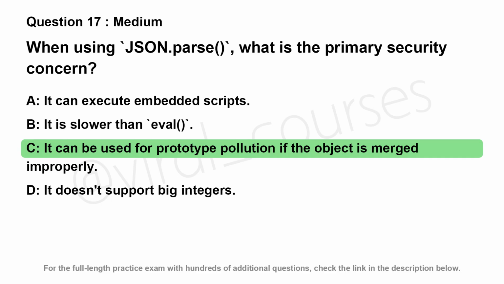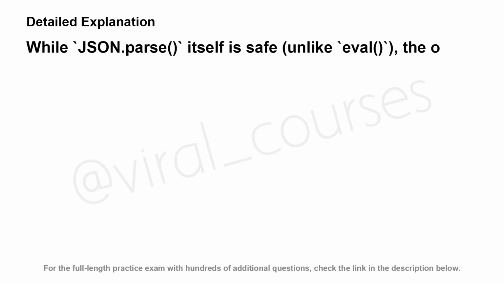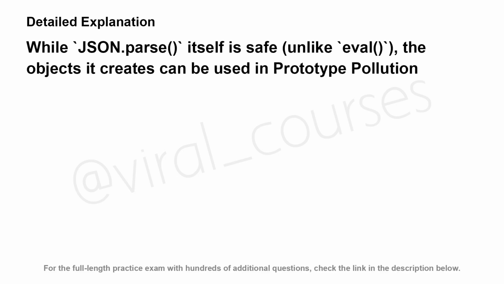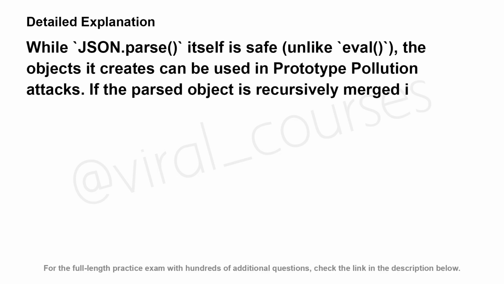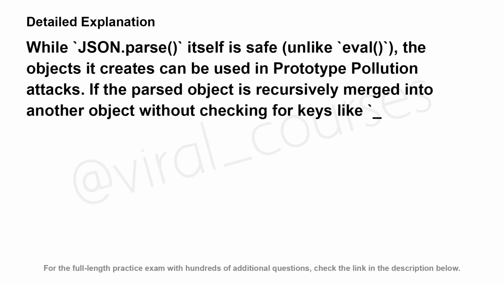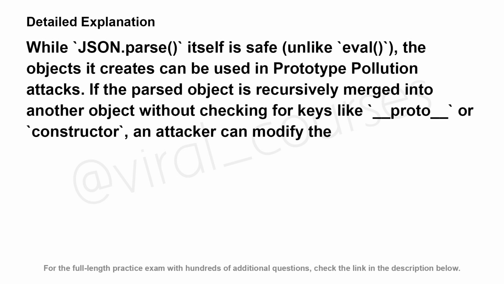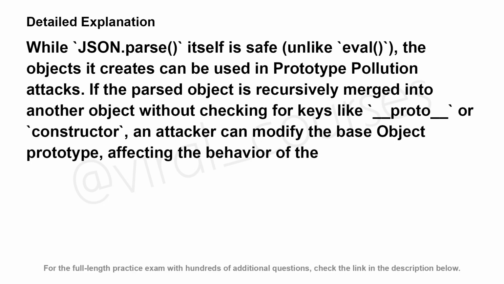The correct answer is C. While JSON.parse itself is safe, unlike eval, the objects it creates can be used in prototype pollution attacks. If the parsed object is recursively merged into another object without checking for keys like __proto__ or constructor, an attacker can modify the base object prototype, affecting the behavior of the entire application.